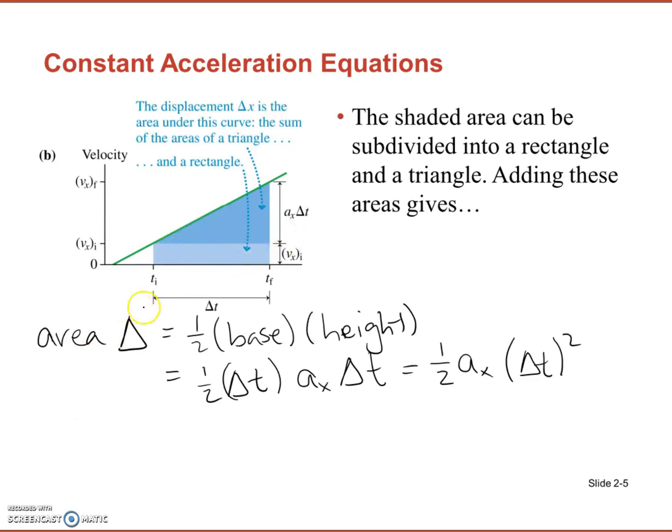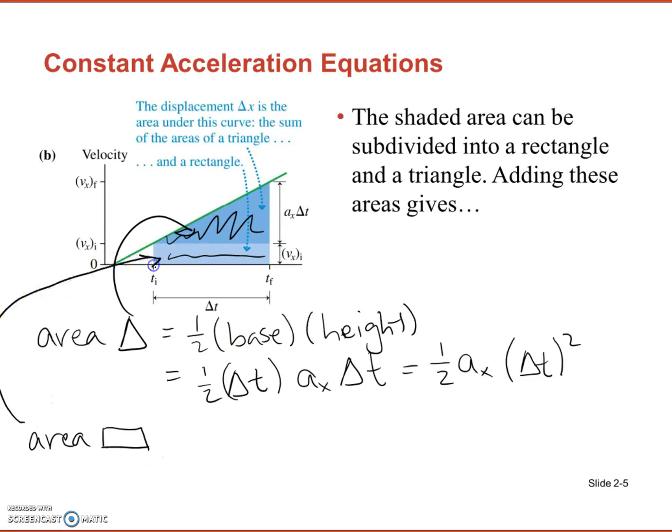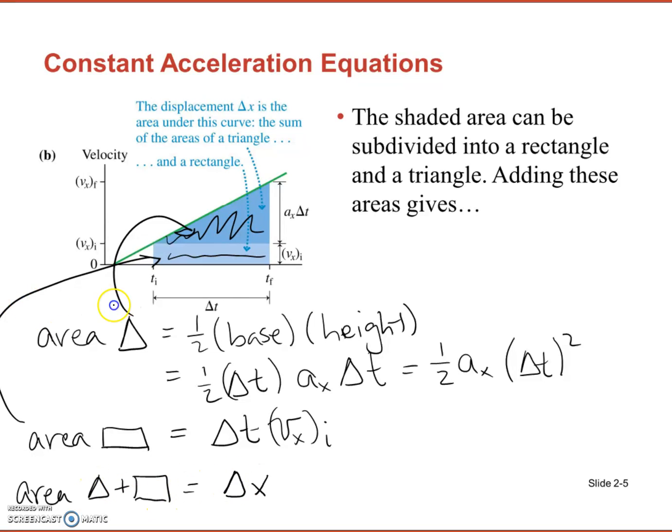The area of the rectangle down at the bottom, this one right there, is just base times height. Here the base is delta t, and the height is simply v initial minus 0, so it's just v sub x initial. Okay, so I can sum these up, and we know that the area of the triangle plus the rectangle is equal to the displacement, delta x, because our displacement is equal to the area under a velocity graph.